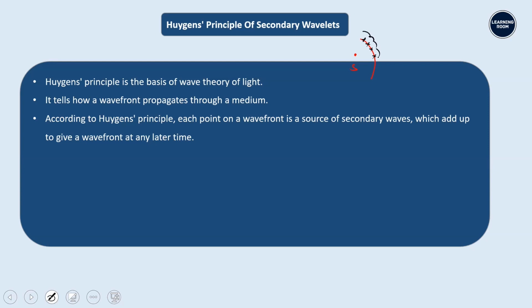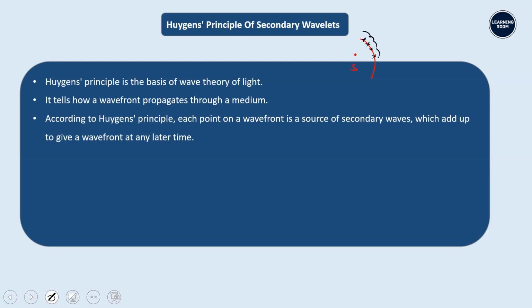According to Huygens principle, the red one is the first wavefront that is generated by the point source S. So each point on the wavefront that is generated by the source S will start behaving as a source for the secondary waves.